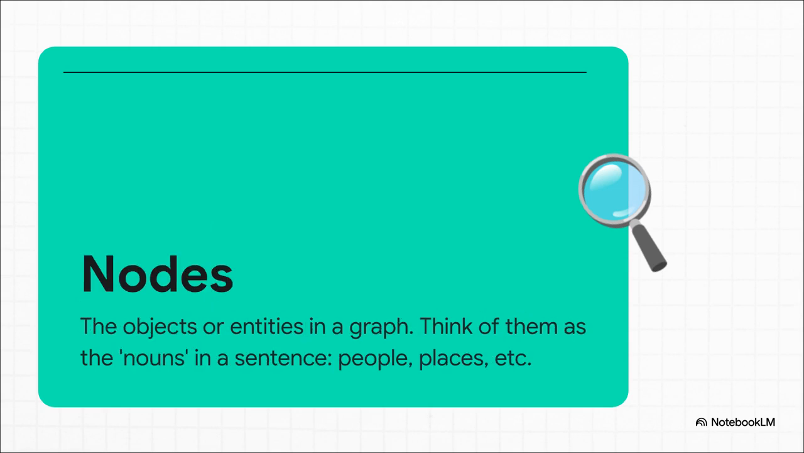First up, you have your nodes. These are the things, right? The entities you want to connect. A really great way to think about them is as the nouns in a sentence. They could be people, places, products, whatever. They're the dots on the page.